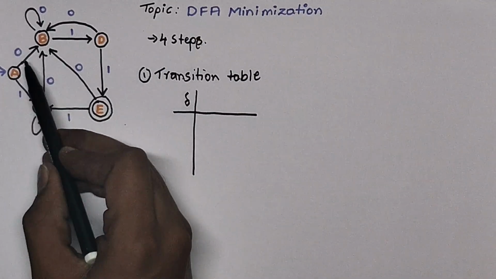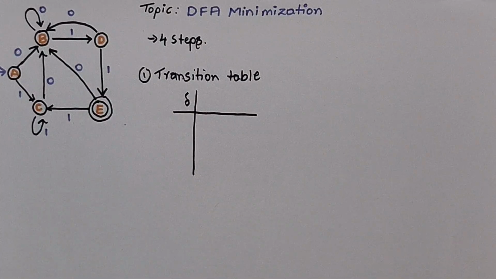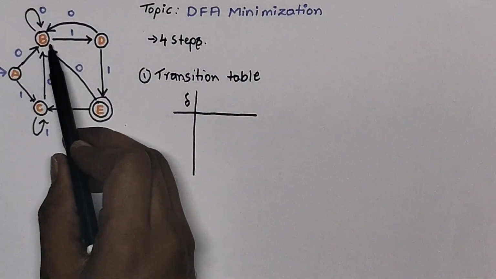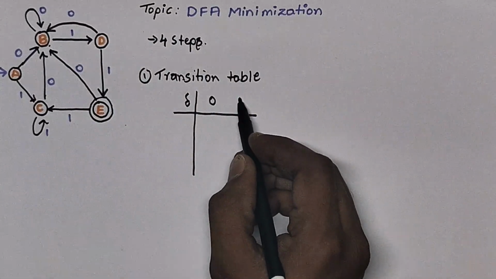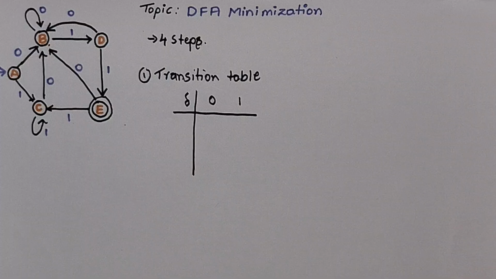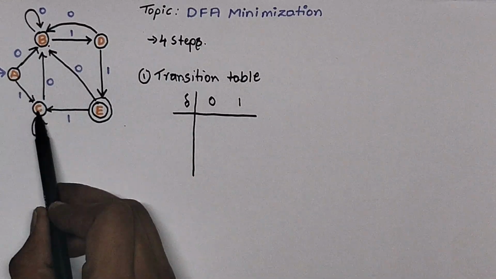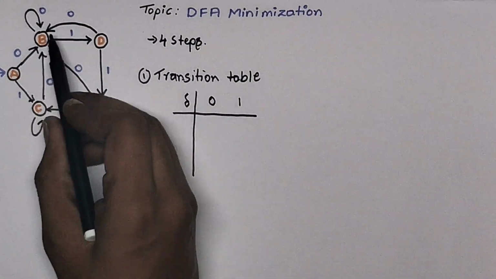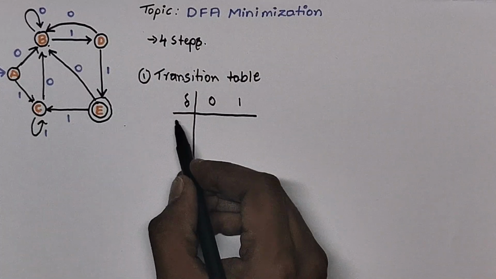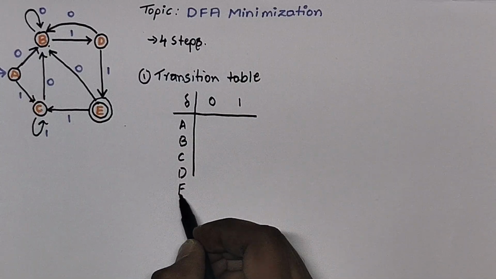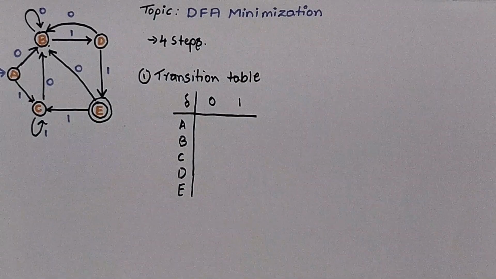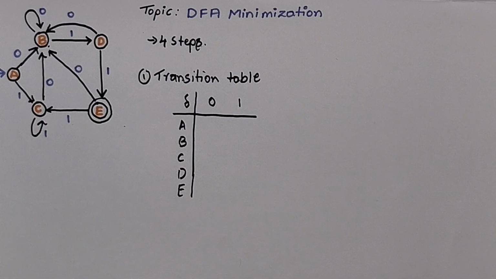Here we see that 0 and 1 are the input symbols which are used to move from one state to another state. 0 is one input and 1 is the other input. Now what are the states being used in the diagram? A, B, C, D and E. So now let's fill the transition table.